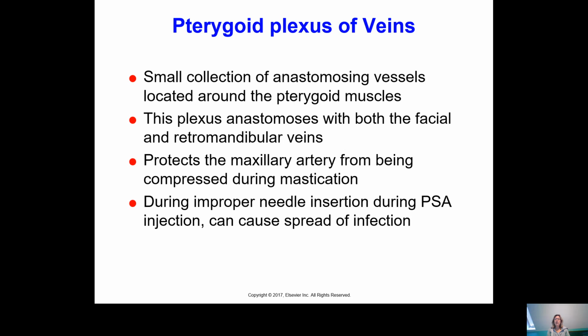And during improper needle insertion during the PSA injection, you can spread infection. So when you are doing a PSA, you're angling your needle up and back into that area. We're not going to go as deep as that pterygoid plexus. That's why it's important we don't go that deep with the needle. If we were to go in too deep, we could be in that pterygoid plexus of veins, causing a hematoma.